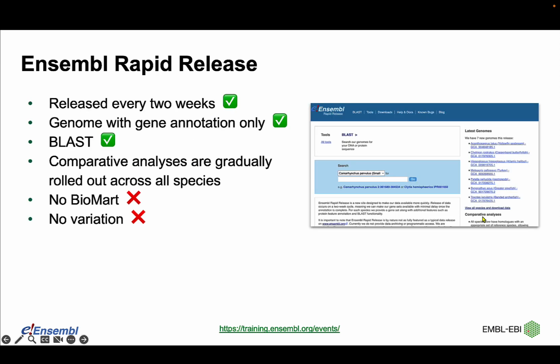To keep up with the constant release of new genome assemblies, we also have an Ensembl rapid release browser. So this is updated every 2 weeks. And this browser has limited information compared to the Ensembl's main site. It includes genomes with gene annotations only, and the only tool that you can use is BLAST. And some comparative genomics data is gradually being added. We also have the T2T genome in the Ensembl rapid release site if you're interested.